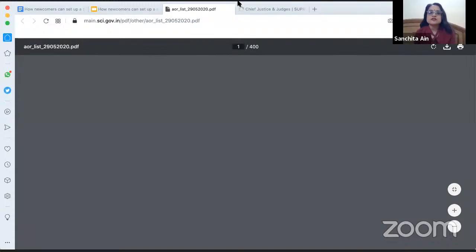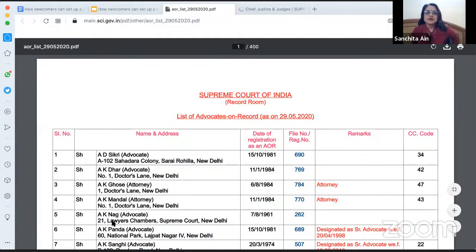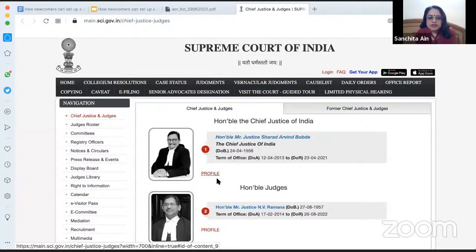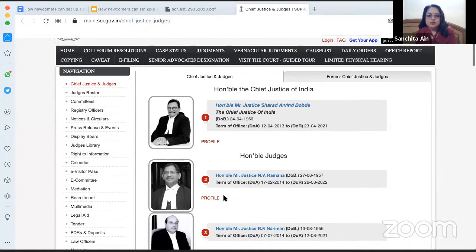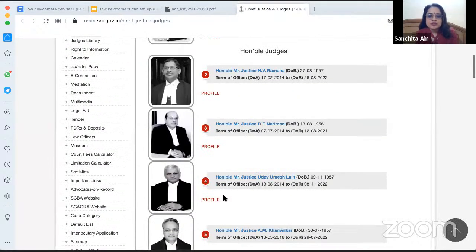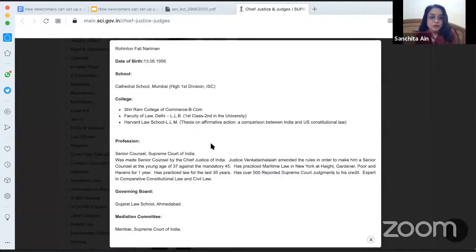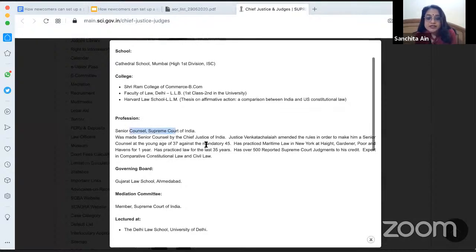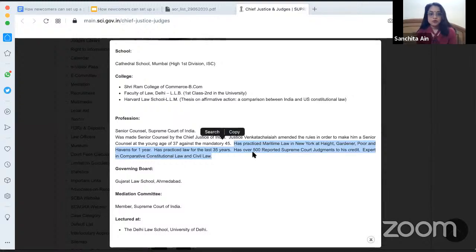Okay, first, let's see the Chief Justice and judges. Right. So let's see who got elevated, who was a senior advocate before. Go down, please. Justice Nariman, let's open his profile first. Let's see where he started from. He was made a senior counsel by the CJI. He practiced maritime law in New York, and then he was elevated to the Supreme Court after being designated as a senior lawyer, right? So no trial court practice.